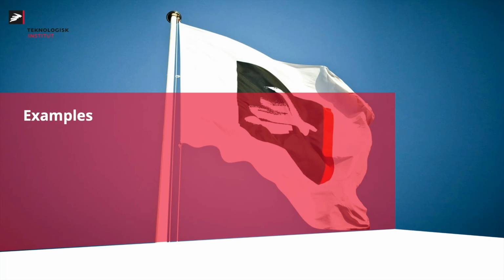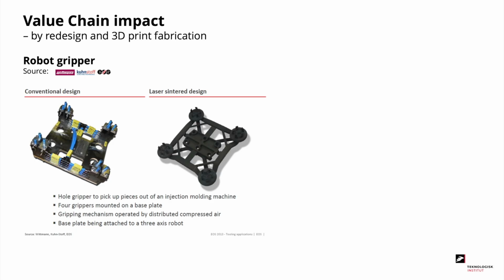Now we will show a few examples to illustrate how we can apply the tools or the methods that we have just been through. First example is a robot gripper. This gripper is mounted on a robot and is used for taking out parts from an injection molding mold when it opens up.